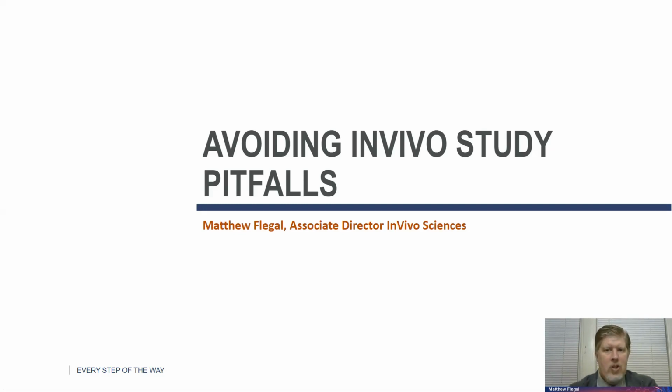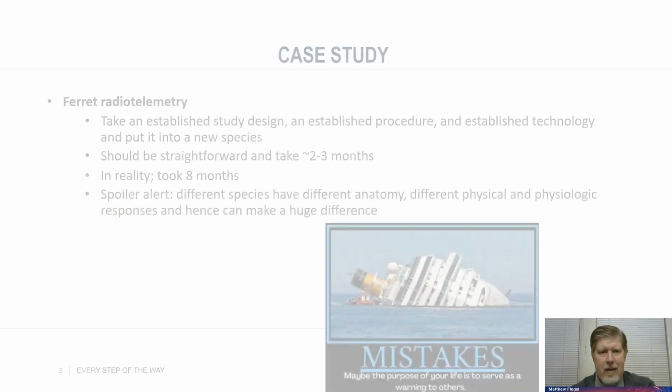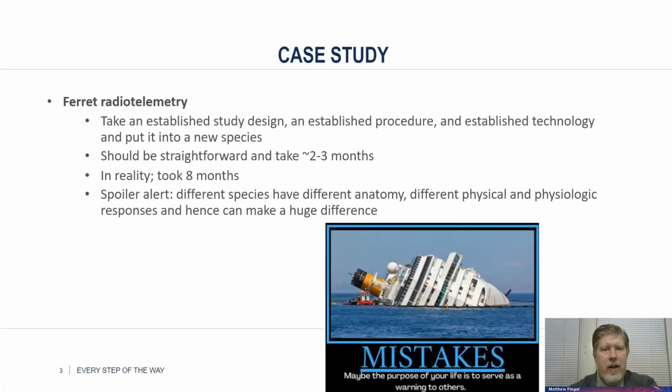So I'm going to start a little bit differently because I'm going to start with a case study. This is an illustrative case study, so it's one that I worked on about 20 years ago, but it incorporates a lot of, let's say, the concepts or the ideas that can cause these studies to go off the rails. I'm going to be talking about a ferret radiotelemetry model that I worked on. It was a really interesting model. It was also one of the most frustrating models I've ever worked on.